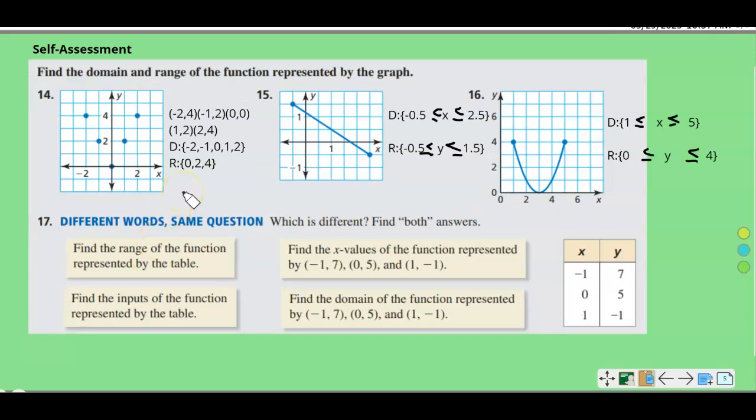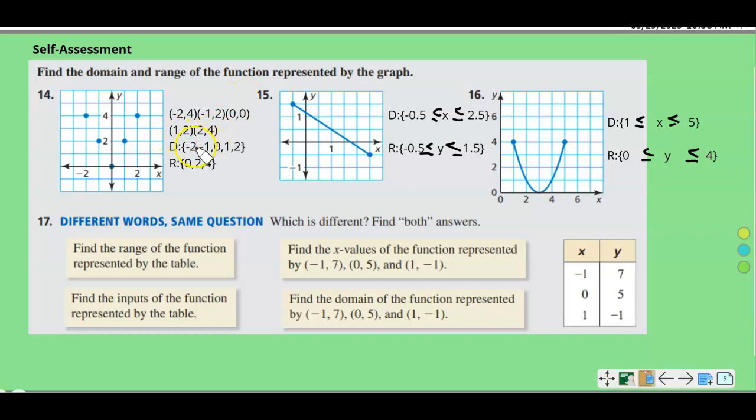Okay, let's see how you did with the self-assessment. These questions say find the domain and range of the function represented by the graph. Okay, for number 14, you can see that I took the ordered pairs, -2, 4, remember it's always x then y, and then -1, 2, 0, 0, 1, 2, and 2, 4. I wrote those as ordered pairs first.